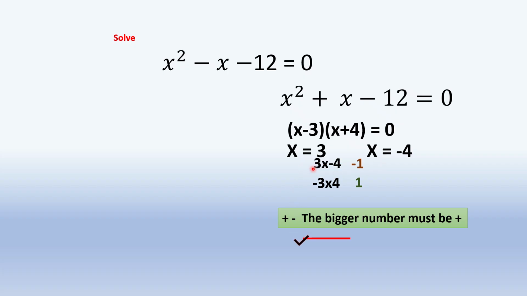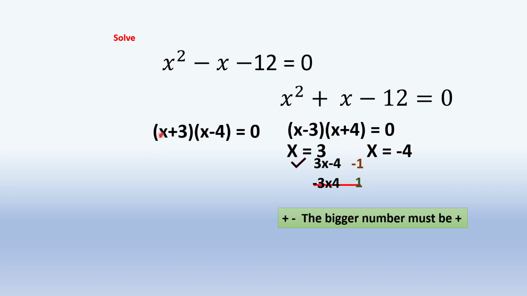Now, since 3 plus negative 4 is negative 1, that should be our solution because here we have negative 1, right? This doesn't work because we don't have plus 1 here. So we will cancel this one. And the solution is this. So we write them again in brackets. Notice this time, this is positive 3 and negative 4. It's different. Here, it was negative 3 and positive 4.